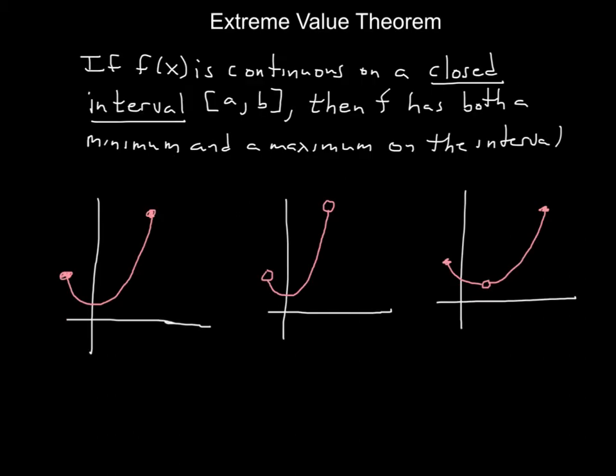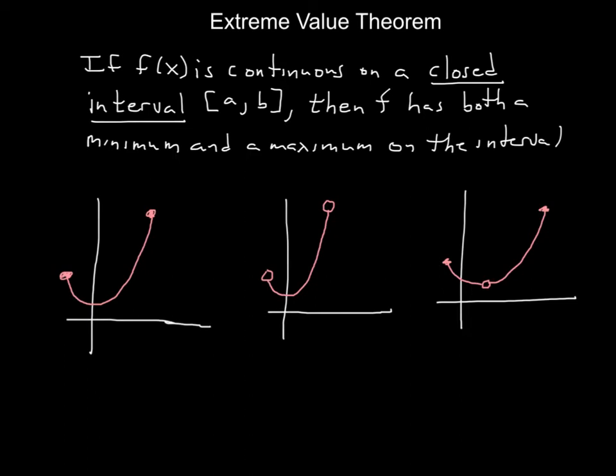Now, the next thing we have is what's called the extreme value theorem. It's very important in terms of the conditions that f is continuous, and we must be looking at this on a closed interval. So, if f of x is continuous on the closed interval from a to b, then f has both a minimum and a maximum on that interval. Again, it's important that you have both of those conditions.